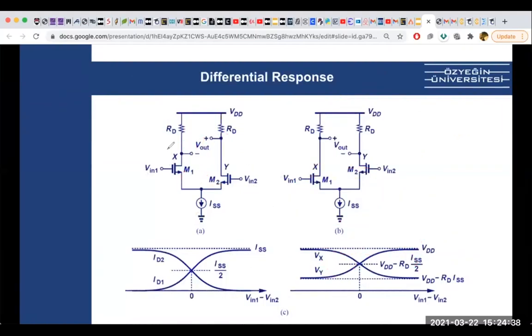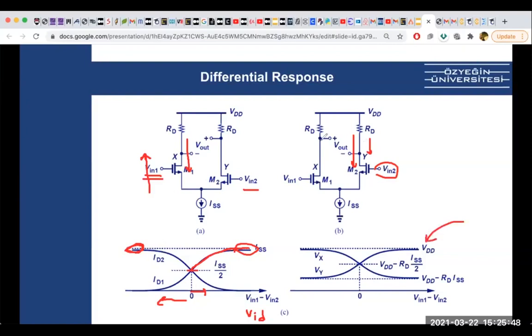Next slide. One of these will be stronger. If Vin1 is bigger than Vin2, then as you can see, this part will draw more current. In the x-axis, Vin1 minus Vin2, that's your VID, that difference being bigger than 0, it will start to draw more current than ISS over 2. If this goes way high, like there is this limit I'll show you, then eventually it will draw all of the current. Same with the other branch. If Vin2 becomes more than Vin1, which means VID is negative, then eventually it will attract all the current.